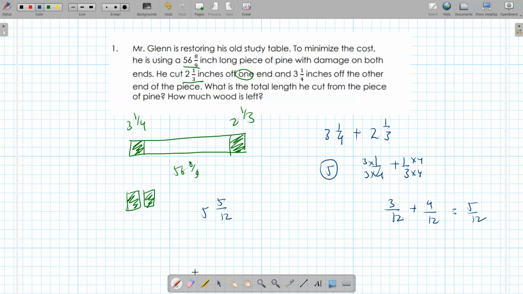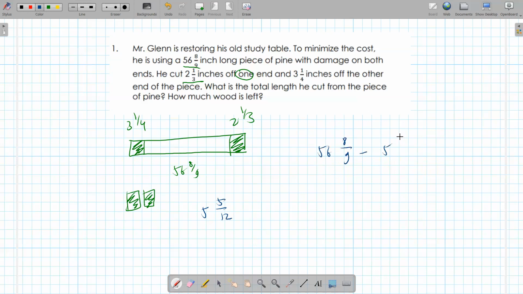How much wood is left? You just subtract that from the total? Yes, not multiply. This is a subtraction question. So we do 56 and 8/9 minus 5 and 7/12. Which is bigger, 8/9 or 7/12? 8/9 is bigger, so we don't have to borrow anything. 56 minus 5 is 51. And now we're going to do 8/9 minus 7/12. What's the common denominator between 9 and 12?